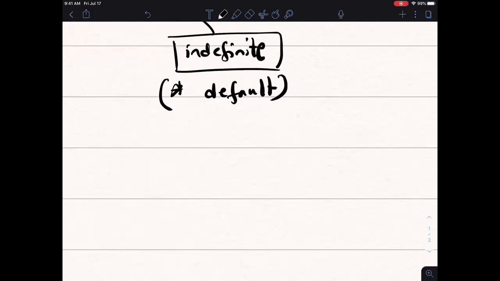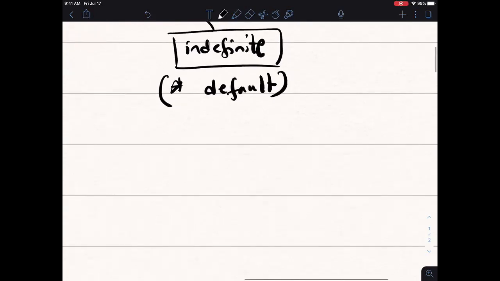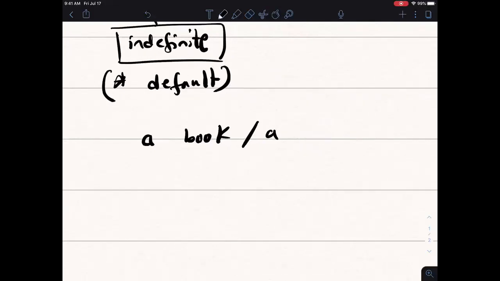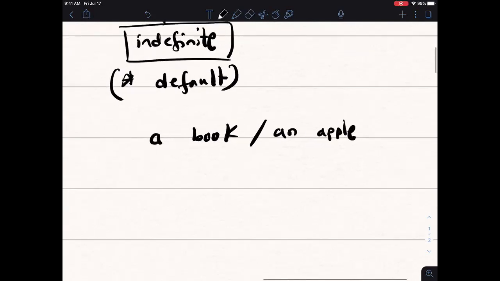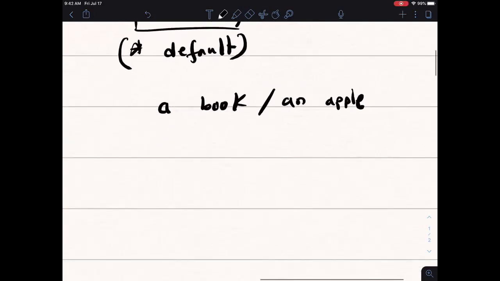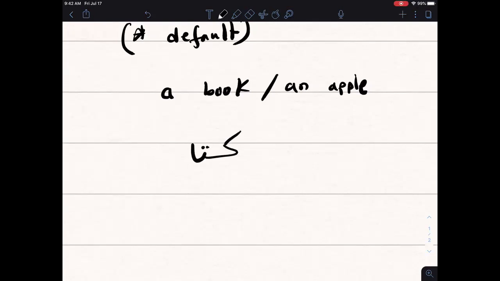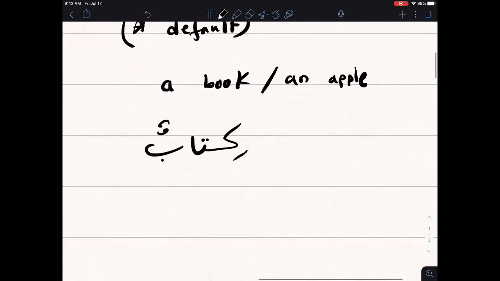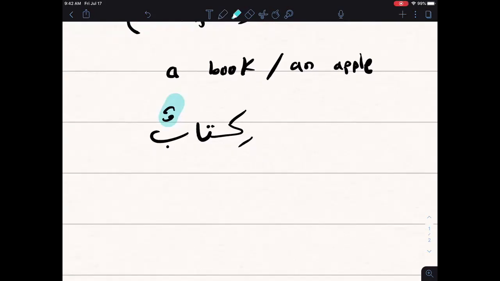So for the indefinite noun in English, it's not quite the same, but sometimes we say a book, a pen, or an apple, using the article. I don't remember if we talked about this or not, but in Arabic language we specify indefinite using tanween. So we have kitabun. This tanween indicates that something is indefinite, right? And it doesn't matter whether it is tanween with fatha, kasra, or dhamma. As long as it's tanween, we understand this is indefinite.